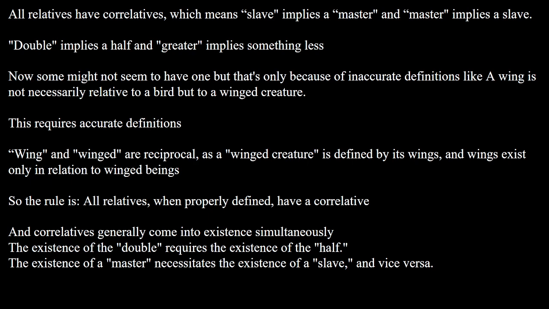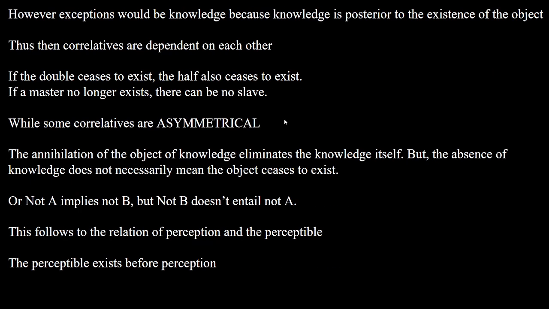And correlatives generally come into existence simultaneously. Some exceptions are knowledge, obviously. Well, I'll explain why. The existence of the double requires the existence of the half, and the existence of a master necessitates the existence of a slave, and vice versa. True necessitates the existence of falsity, and falsity necessitates the existence of true. And so the exceptions, like I've mentioned, would be knowledge, because knowledge is posterior to the existence of the object. So what that means is that knowledge comes after the existence of the object. Thus, correlatives are dependent on each other.